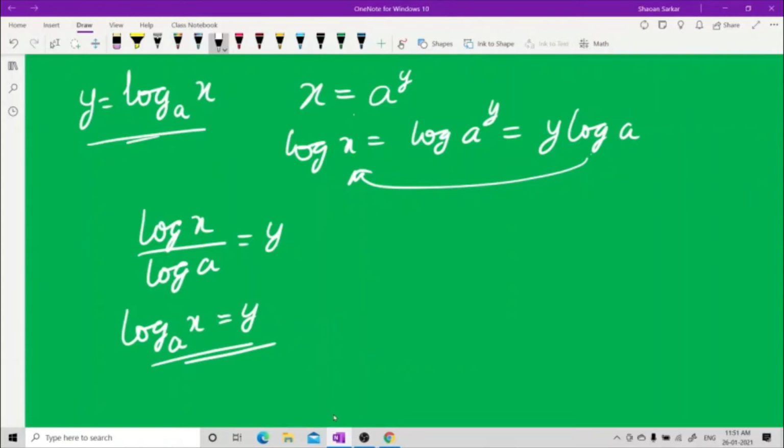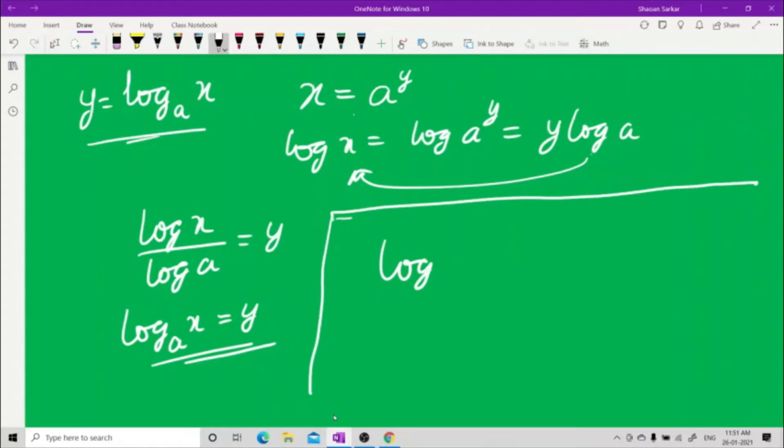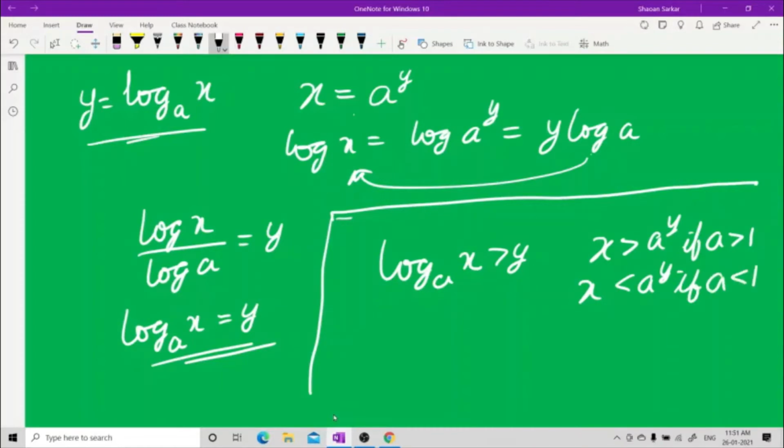Now see some more important points in this. The important point that I'm going to tell you right now: if log base a of x is greater than y, then x is greater than a to the power of y if a is greater than 1, and x is less than a to the power of y if a is greater than 0 and less than 1.